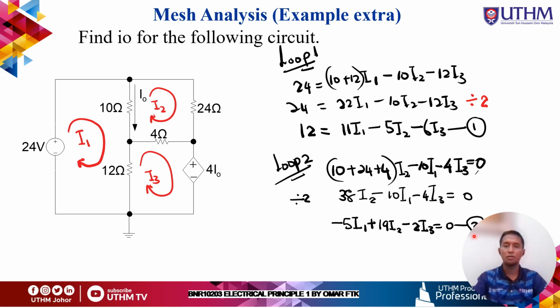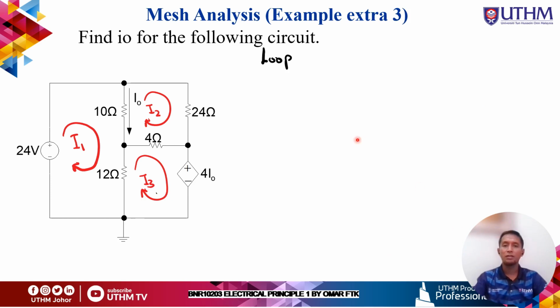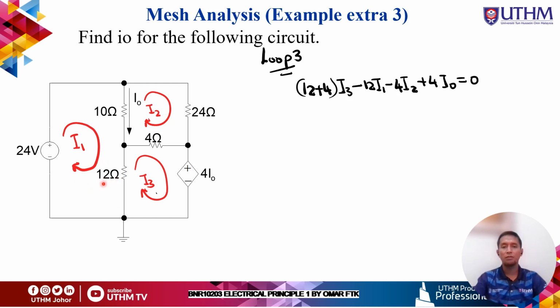So this is the second equation. Then you can do the third loop now. For the third loop, we can start with a 12 ohm resistor. So 12 (I3 minus I1) plus 4 (I3 minus I2) plus 4 IO, equal to 0. And then actually you can see that IO is equal to I1 minus I2. Okay, I1 minus I2 for the IO.